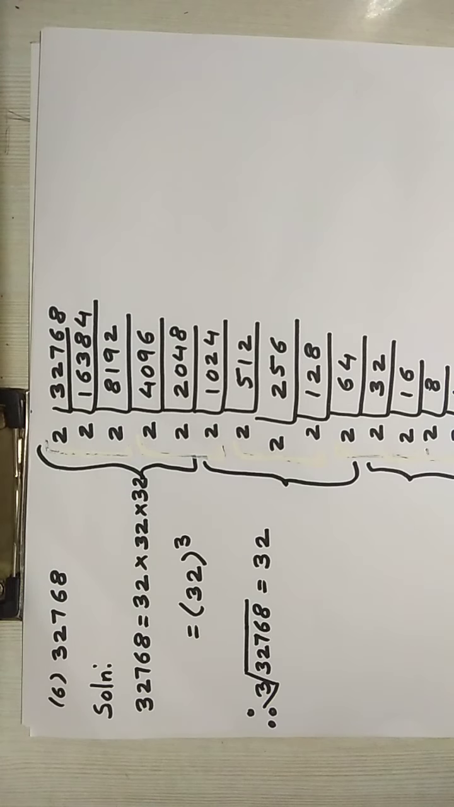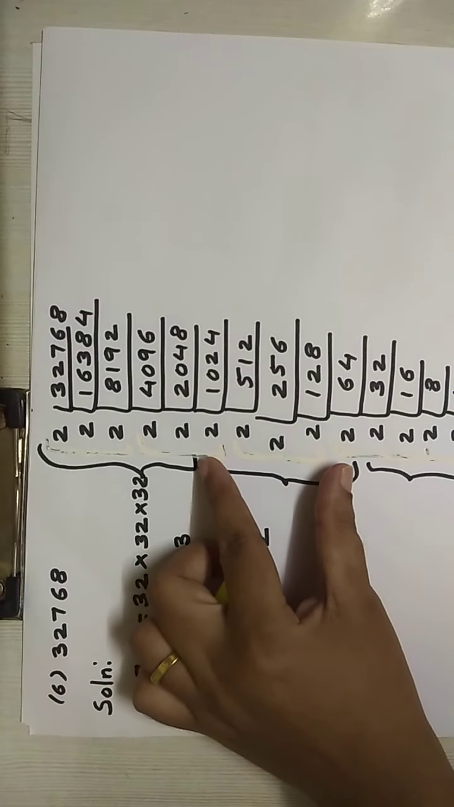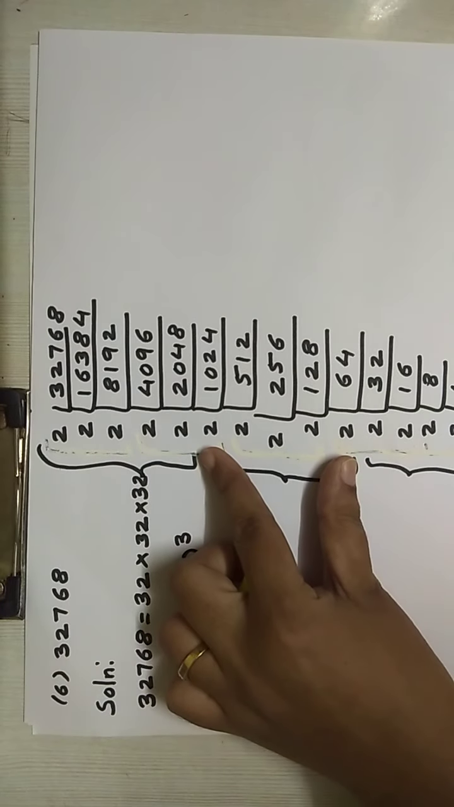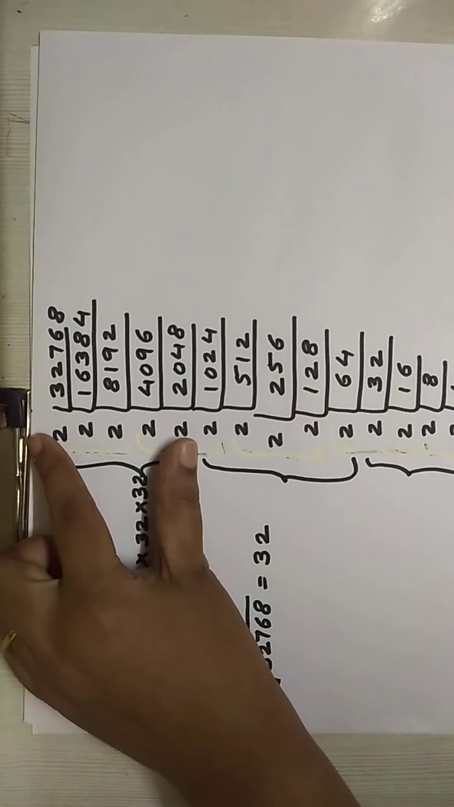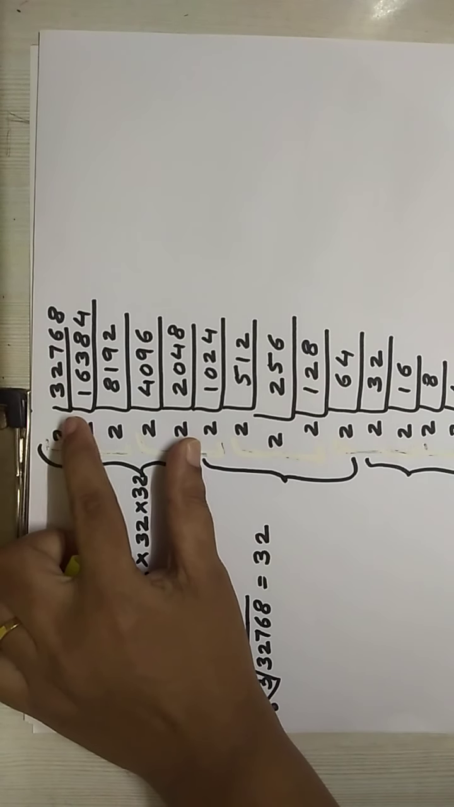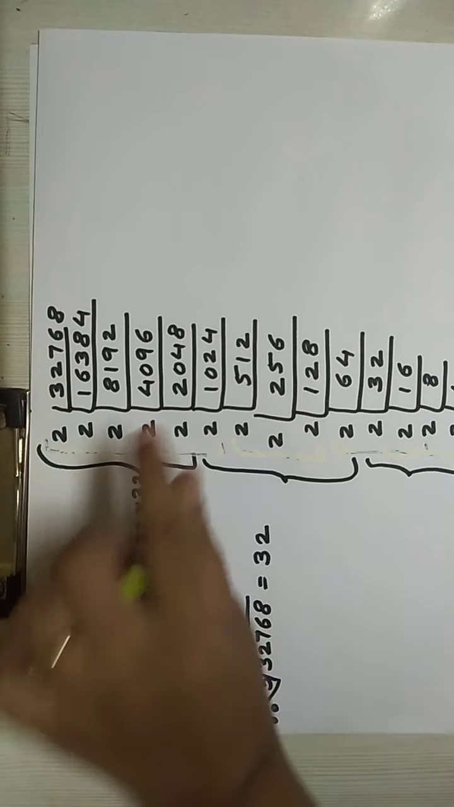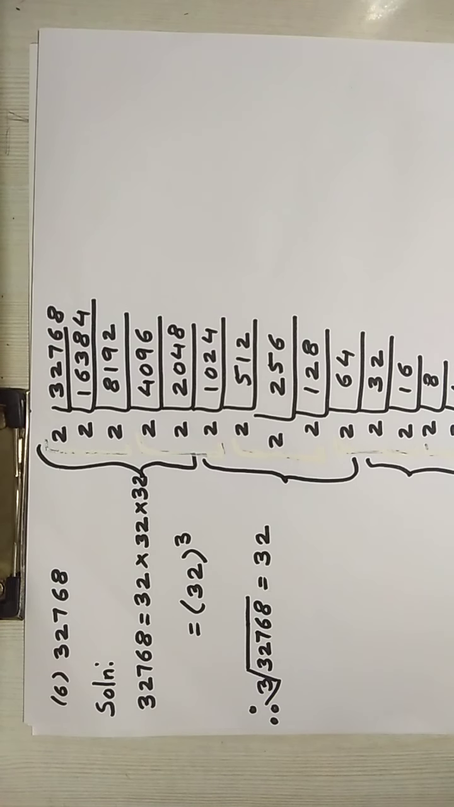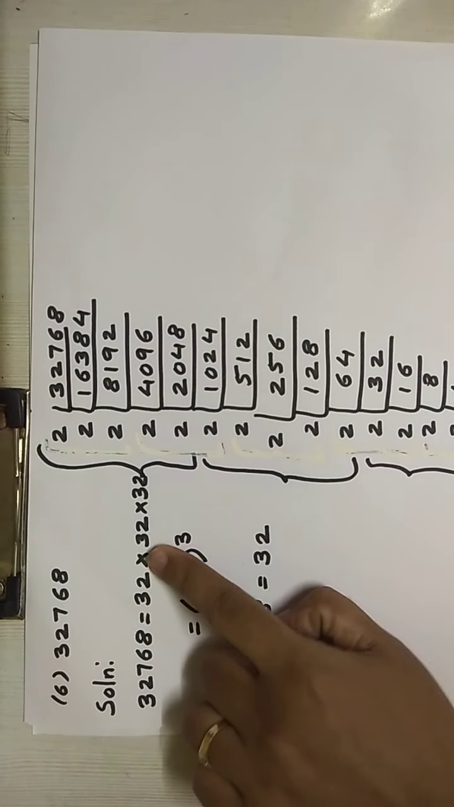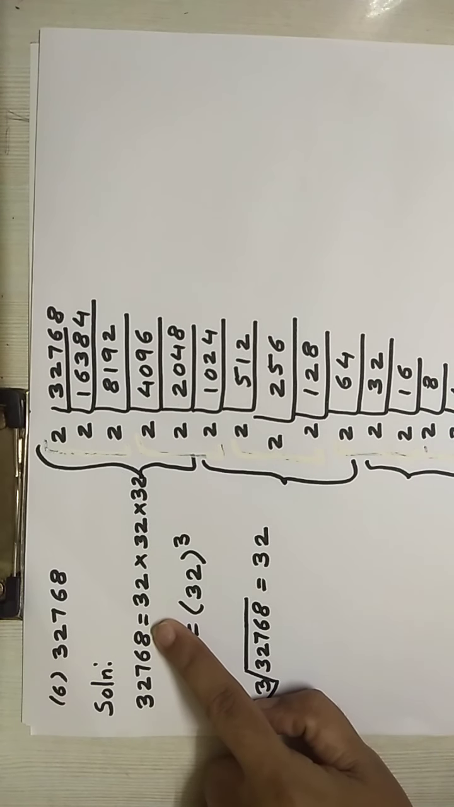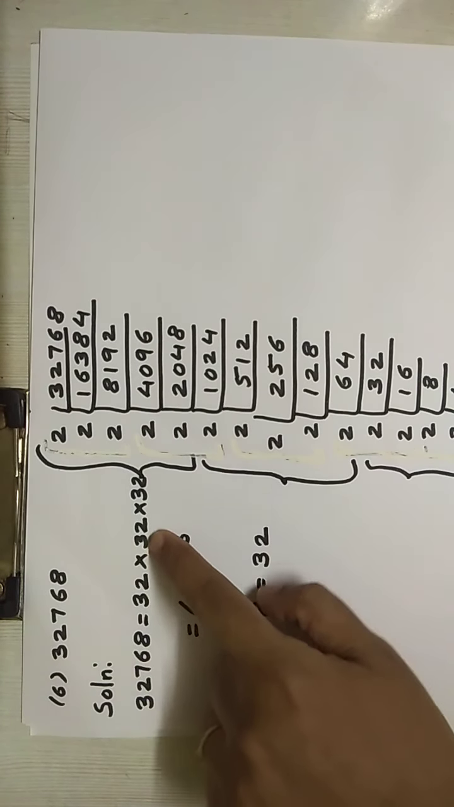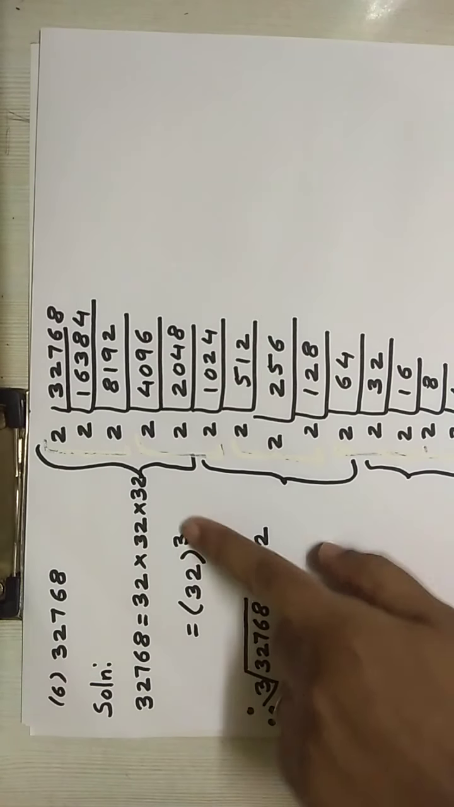So I need to make 3 groups, right? 3 groups I need to make. So I took groups of 5. See, 5 2s here, 5 2s here, and 5 2s here. Okay, so when we have 5 2s, what is the multiplication of these 5 2s? 2 into 2 into 2 into 2 into 2. It becomes 32. 2 raised to 5 is 32. So 32 into 32 into 32. So 32768 is actually 32 into 32 into 32, which is 32 cube.